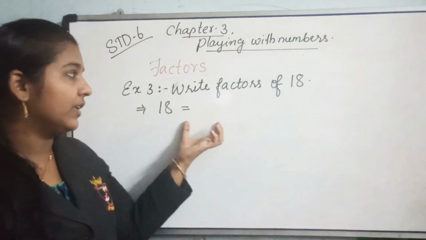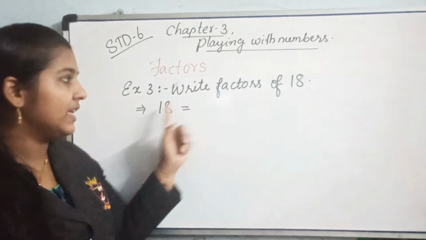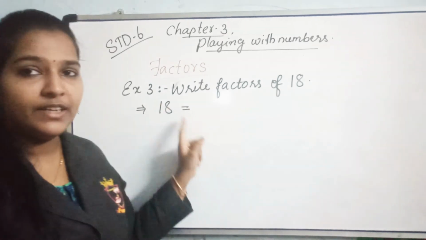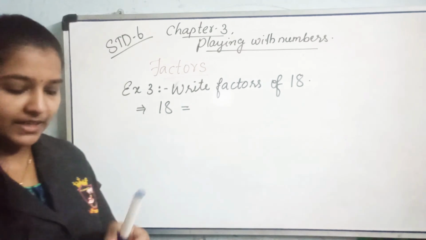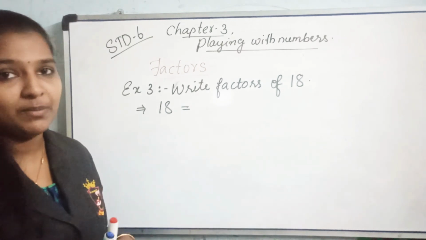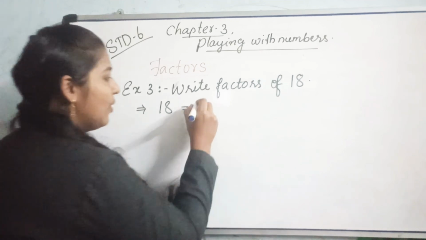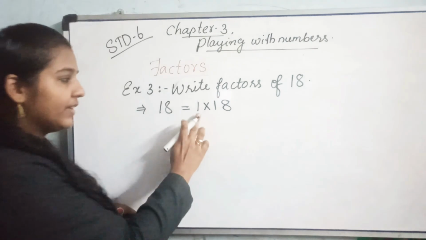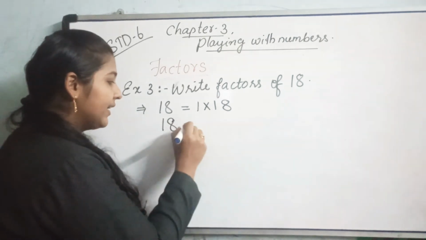So children, look at the question. Write factors of 18. So first you check in which table we will get the number 18. Okay, and we know in 1's table we will get 18, isn't it? 1 18 is 18. So 1 into 18 is 18. So we got it in 1's table. Now where will we get 18?